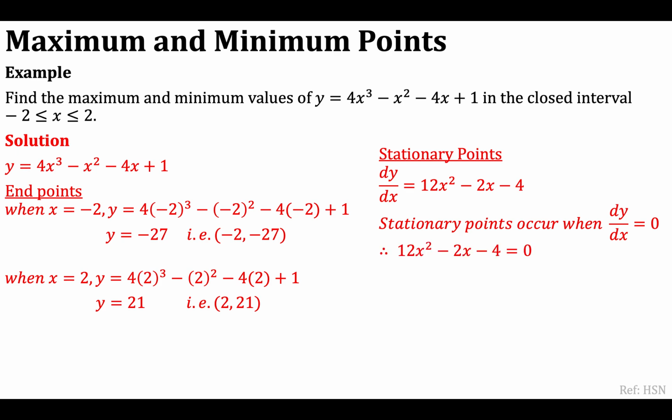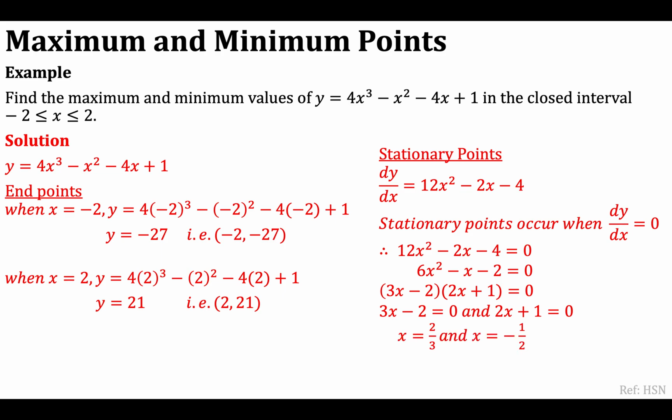So that means that 12x squared minus 2x minus 4 is equal to 0. Now I can divide through by 2 here, and hopefully that makes factorising slightly easier. So when I divide through by 2, I get 6x squared minus x minus 2. Factorising gives me (3x minus 2) multiplied by (2x plus 1) equals 0. And from that first bracket I get x equals 2/3, and the second bracket x equals negative a half.